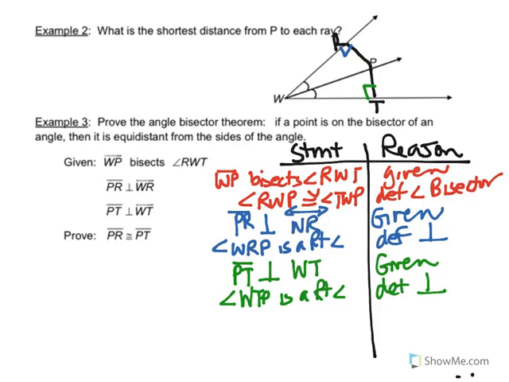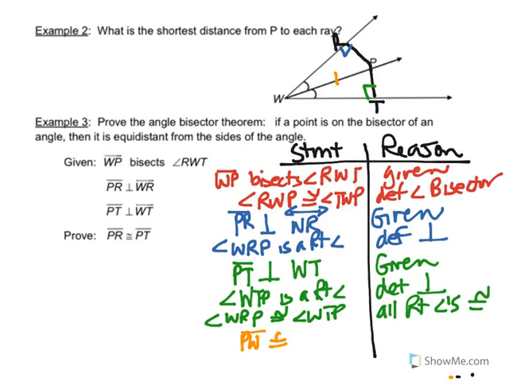And let's see here. We can go ahead and declare that angle WRP is congruent with angle WTP, all right angles congruent. And then let's go ahead and take care of our side right here. We can say PW is congruent with PW, reflexive property.